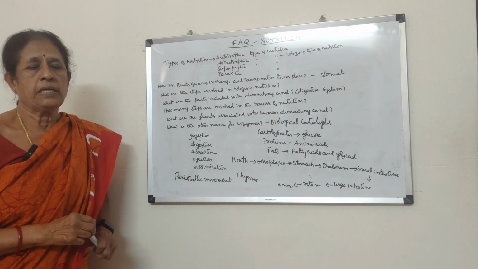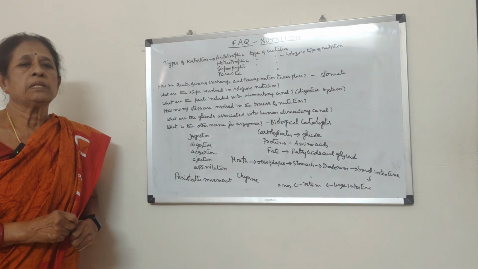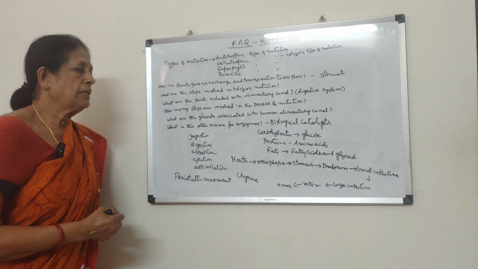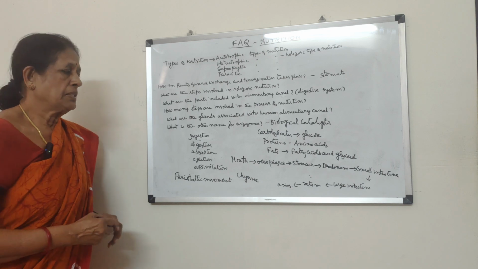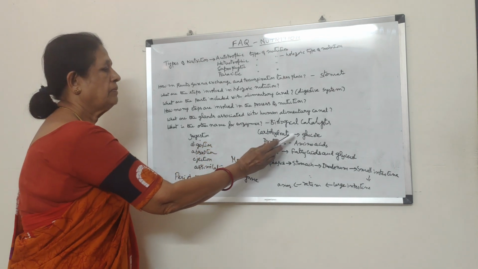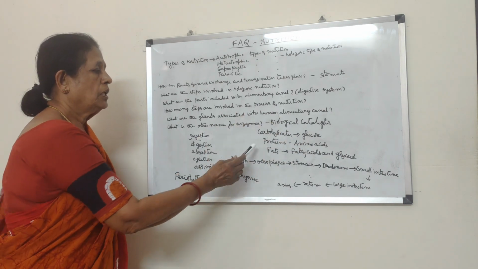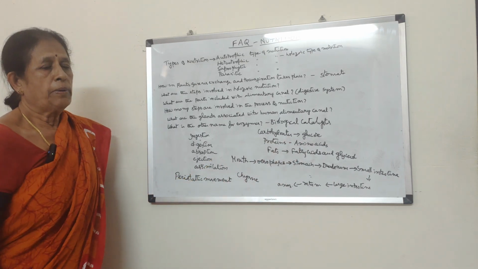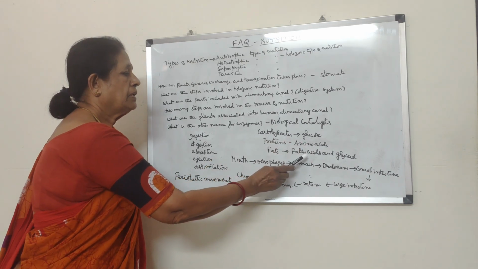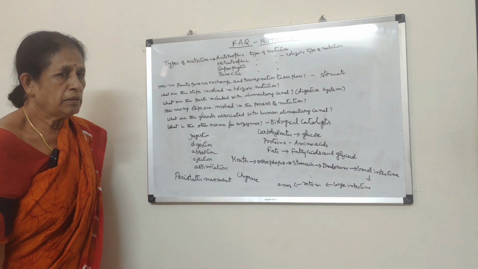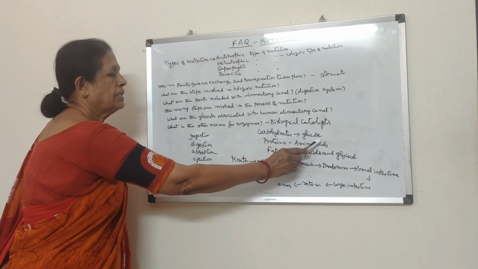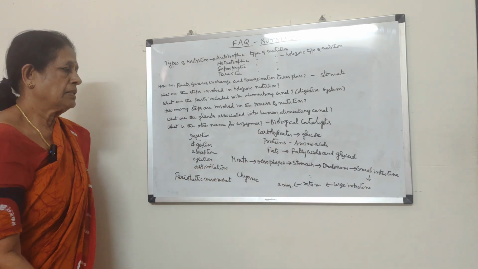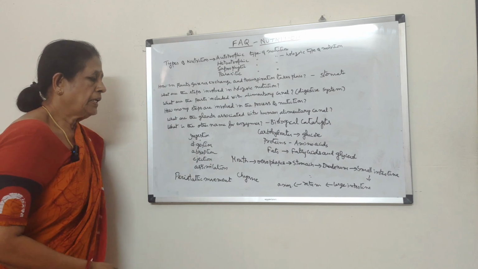Next, digestion. Digestion means what happens? The complex food materials will get converted into simple substances. That means complex carbohydrates will get converted into glucose. Proteins will get converted into units of proteins, they are called amino acids. And fats will get converted into fatty acids and glycerol. These are the simplest substances. That is what is called digestion.